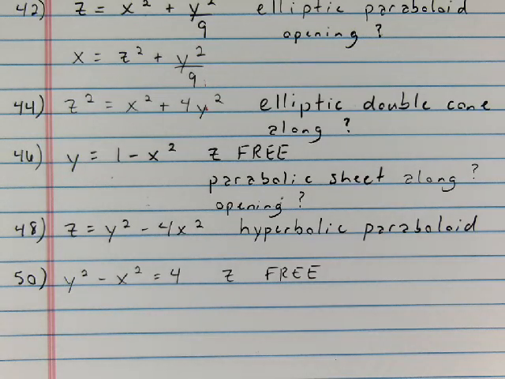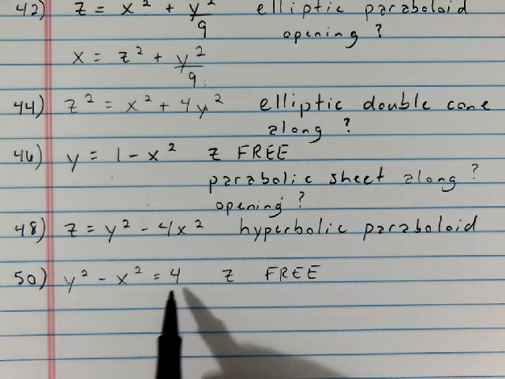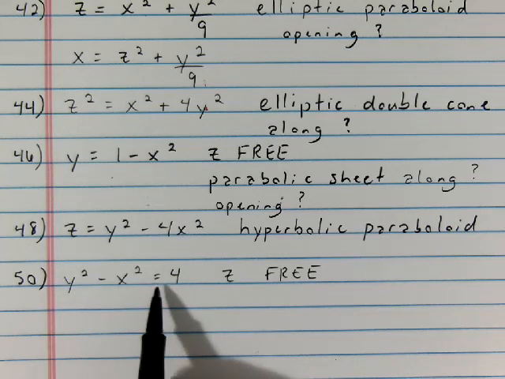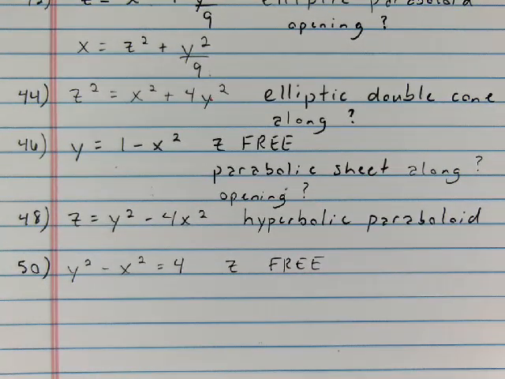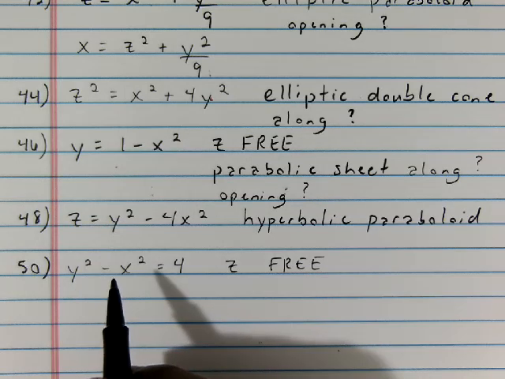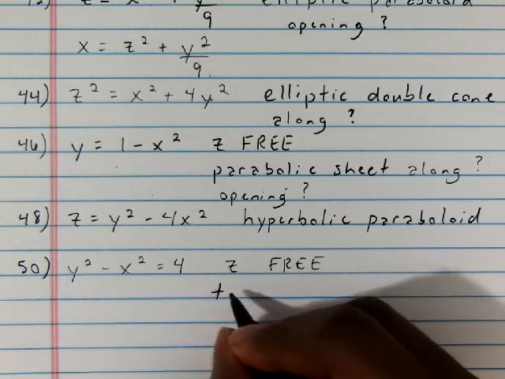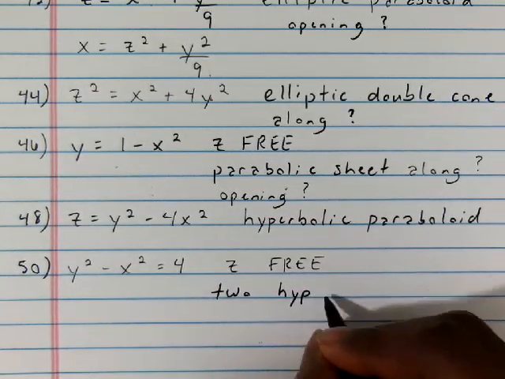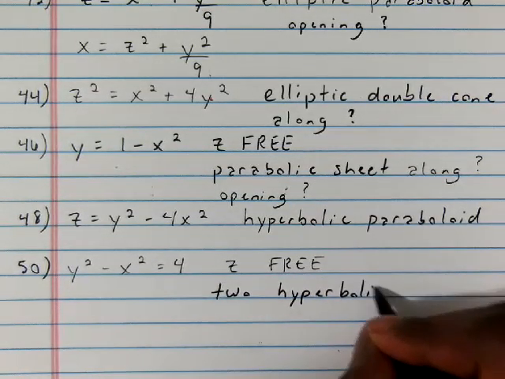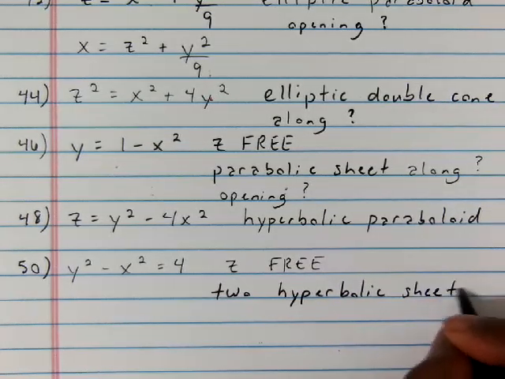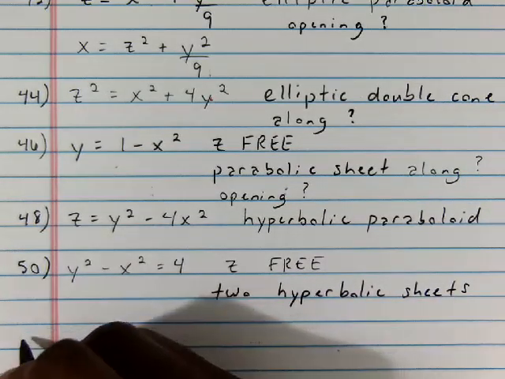Now, what does this thing look like for, say, z equals 0? We have a difference of squares equals some constant, which means this thing is going to be a hyperbola for z equals 0. And then we're going to take that hyperbola and just drag it along the z axis. So here you're going to get two hyperbolic sheets is what this is called.